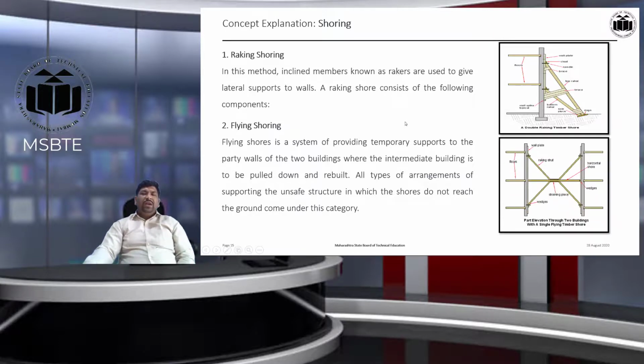Then the next one is flying shoring. Flying shoring is a system providing temporary support to the party walls of a building, where the intermediate building is to be pulled down and rebuilt. All types of arrangements for supporting an unsafe structure in which the shores do not reach the ground come under this category. For example, if these two buildings are to be worked on and this particular place is supposed to be vacant and not affected by the shoring, in such cases flying shoring can be adopted, which can be started at any intermediate level, and from there the supports can be provided.